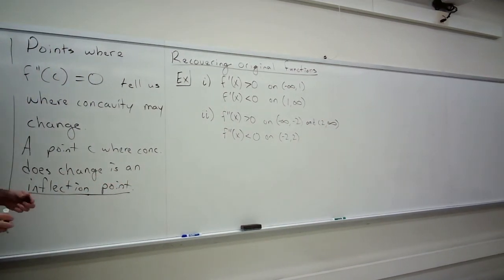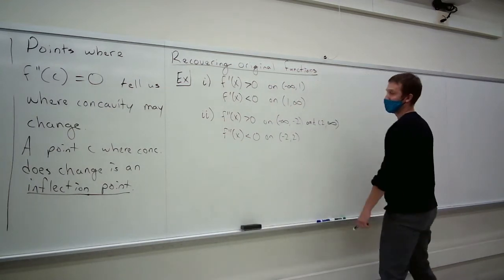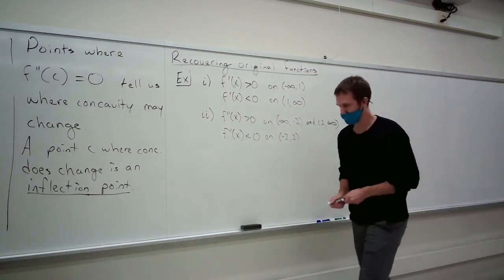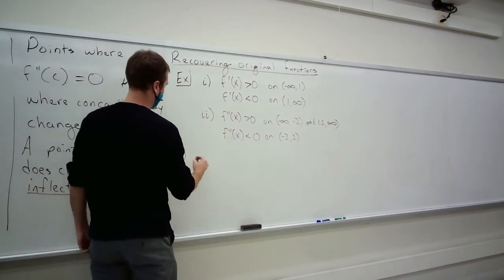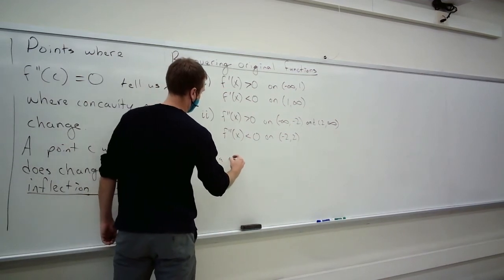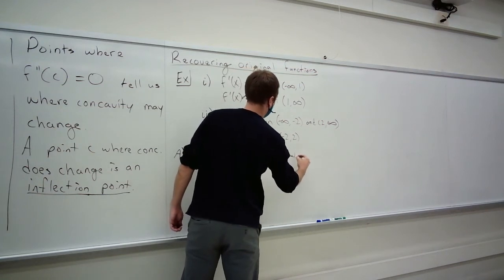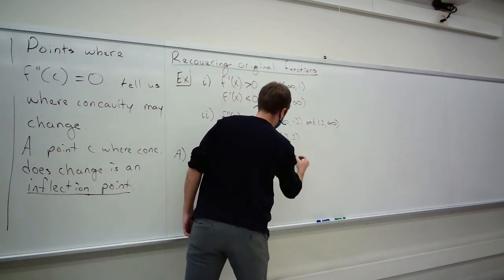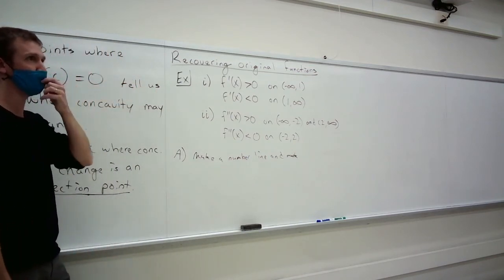And my question is, how accurately can we recover the original function with just this information? So let's see where it leads us. The general process for recovering these things sometimes looks like this. Make a number line, and mark the supposed critical points and supposed inflection points.